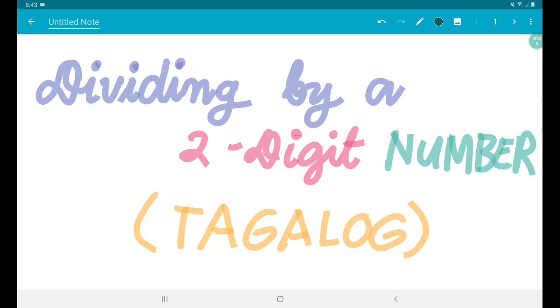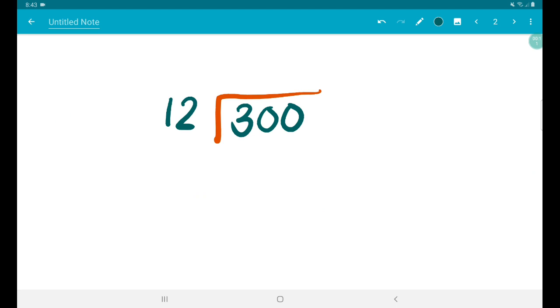Ipapakita ko sa inyo kung paano mag-divide gamit ang 2-digit number. Okay? Ano yung 2-digit number na yun? Ito yun, yung ating divisor. So, dalawa yung digits kaya tinawag na 2-digit number. Okay. So, kung dalawa yan, dalawa lang din muna yung gagamitin mo sa loob.